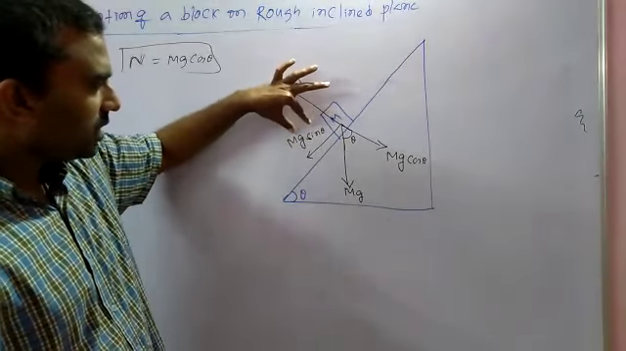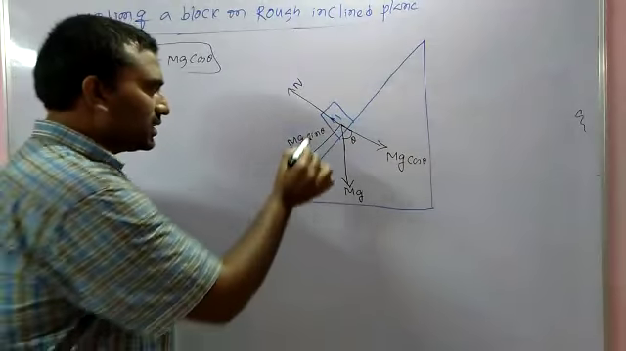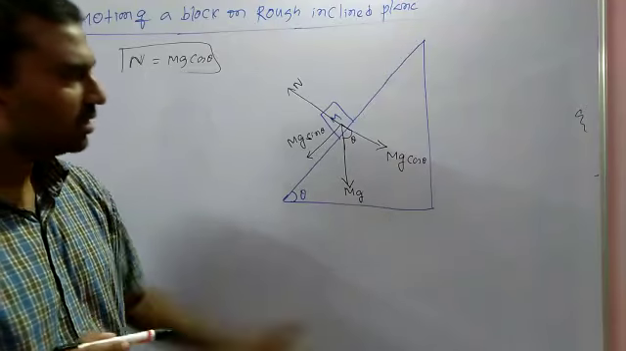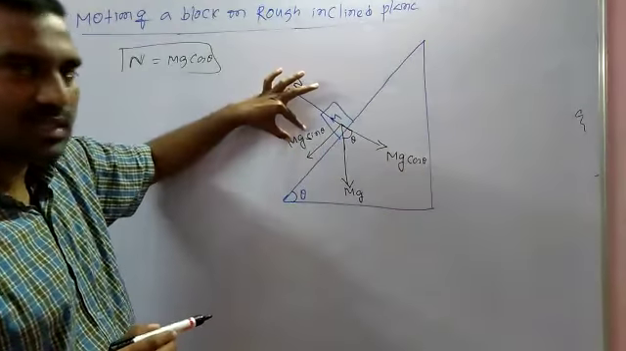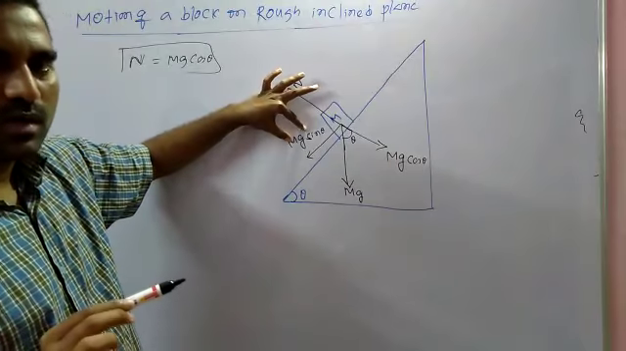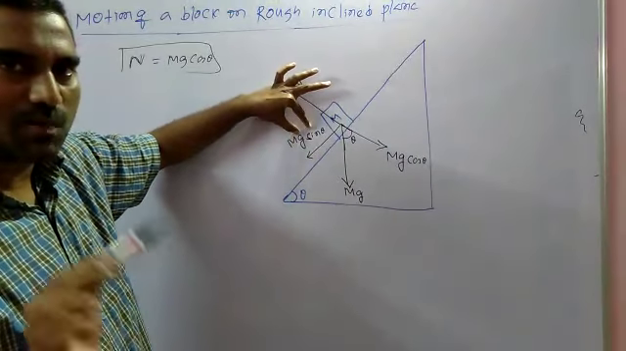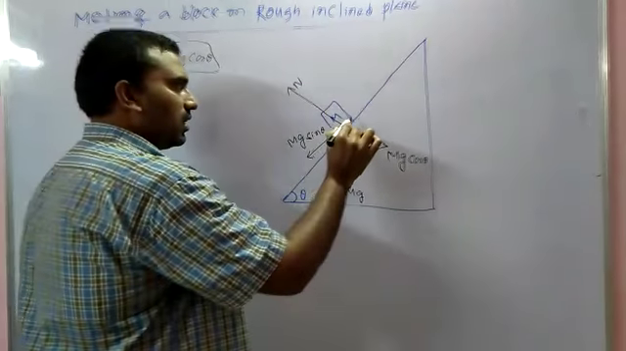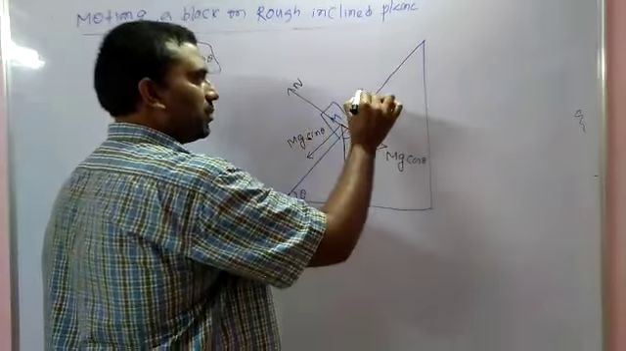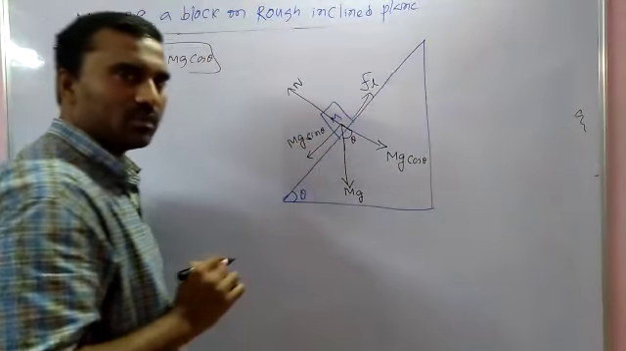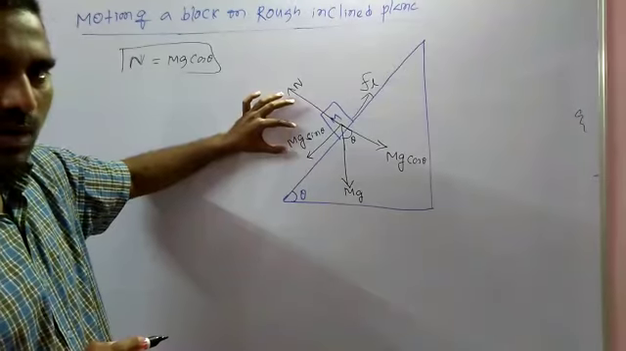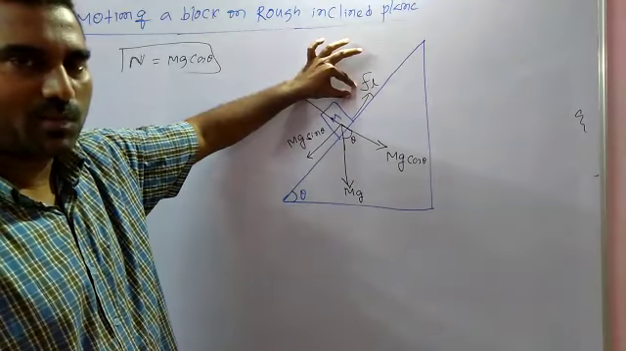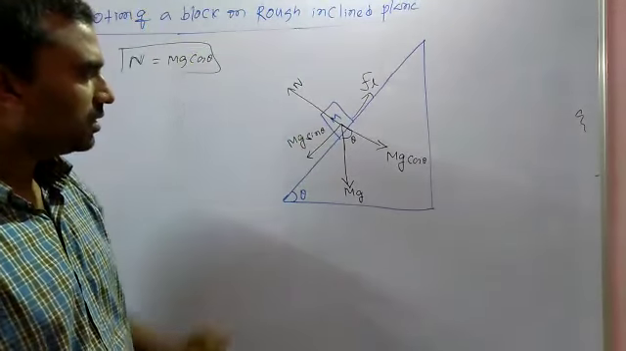Now on this block, mg sin theta acts as the applied force to move the block. To slide the block down, mg sin theta acts as the applied force. Whenever a force is applied on a rough surface, a friction arises opposite to the applied force, that is limiting friction.